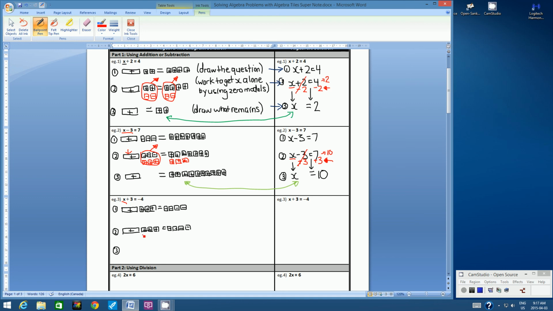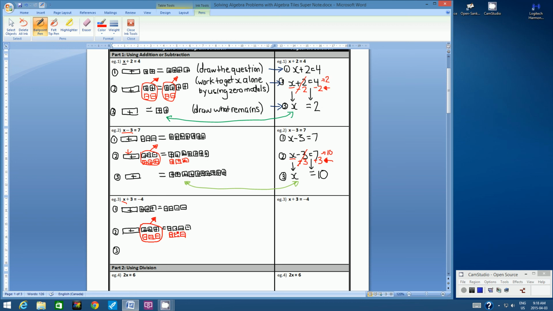Well, we combine them with 3 negative tiles to create 3 zero models. Now, what you do on the left side of the equation, you also have to do on the right side of the equation. So don't forget to draw your 3 negative tiles on the right-hand side as well. Once you draw the 3 negative tiles on the left-hand side, you'll have a zero model, and that's exactly what you want. You always want to create a zero model on the left-hand side.